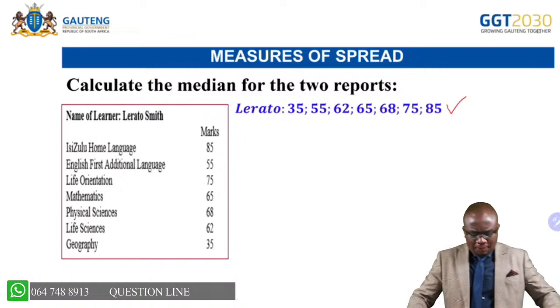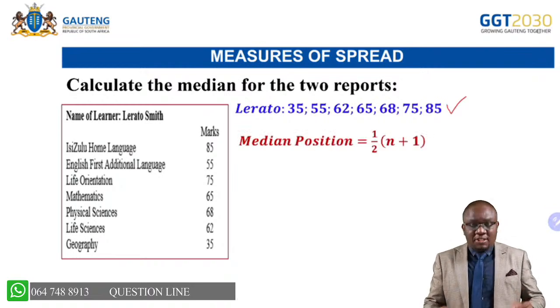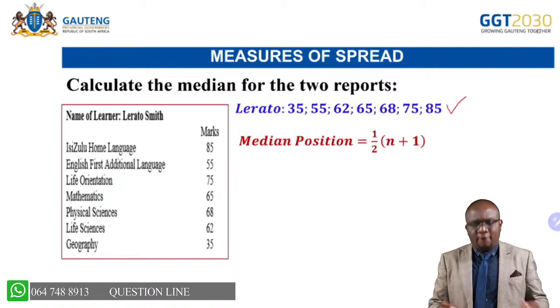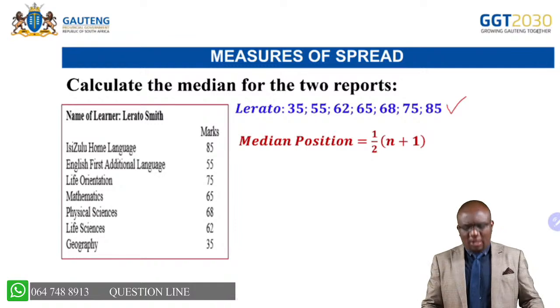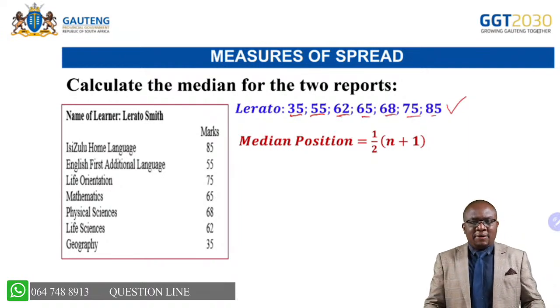Right. Welcome back, grade 10s. Let's see if you manage to get your median. Let's see if you manage to get the median here. Right, the median, we say half of n plus 1. Our n, how many subjects? 1, 2, 3, 4, 5, 6, 7 subjects. So our n is 7.